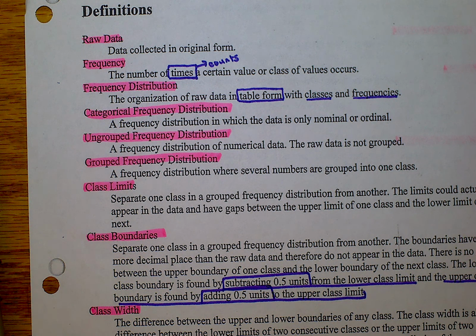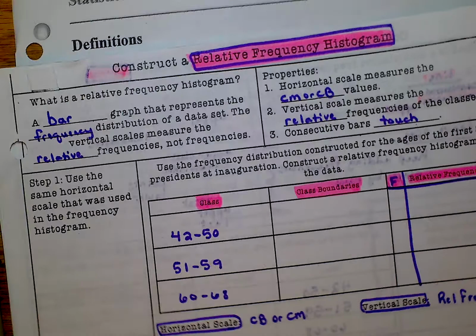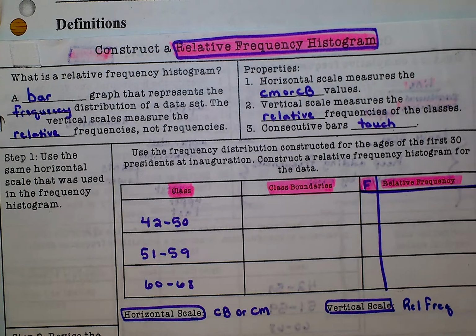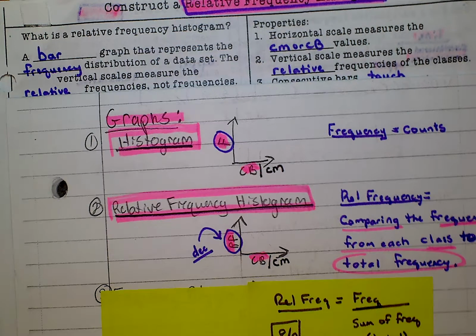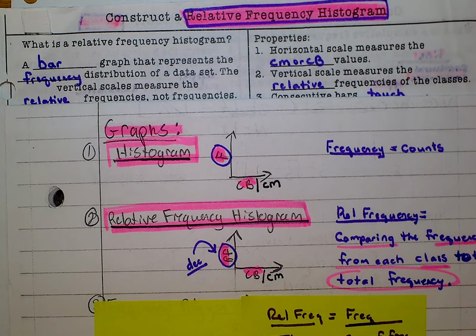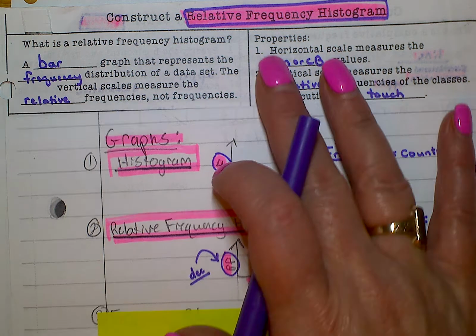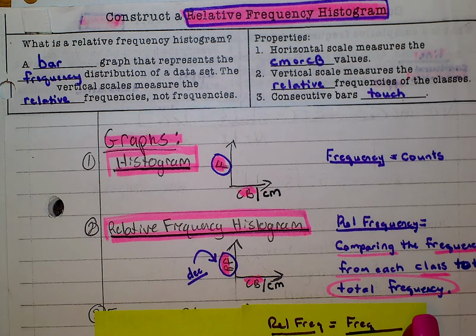We were constructing, if you remember, a histogram, and now we are at the relative frequency histogram. A relative frequency histogram is also going to be a bar graph that represents the frequency distribution of a data set. The vertical scales measure the relative frequencies, not the frequencies.